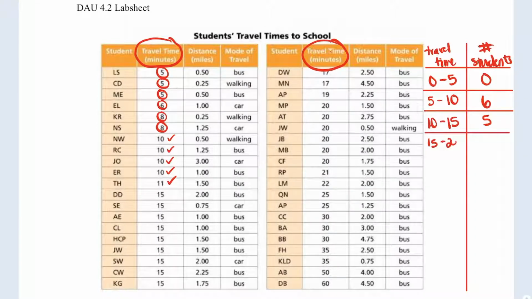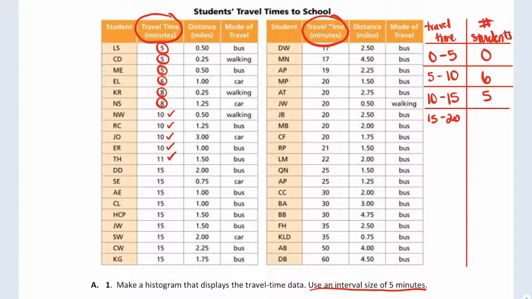15 to 20 is my next time interval. I'm looking for students between 15 and 20, but not including 20. So let's count them. 1, 2, 3, 4, 5, 6, 7, 8, 9. And our data continues on the next table over here. So we're at 9, 10, 11, 12, and I think that's it. Yep, we're at 12. Okay, let's keep going.